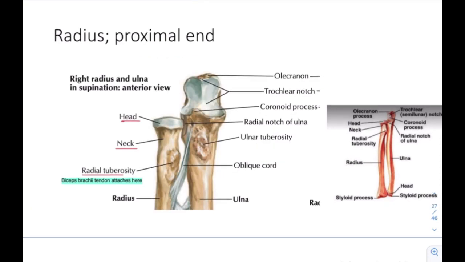Okay, so let's talk about the proximal end of the radius. So here we have the head of the radius, we have the neck of the radius, we have something called the radial tuberosity of the radius, and this is where the distal attachment of the biceps brachii tendon is located. So the biceps brachii tendon, distally, the distal attachment is right here at the radial tuberosity of the radius.